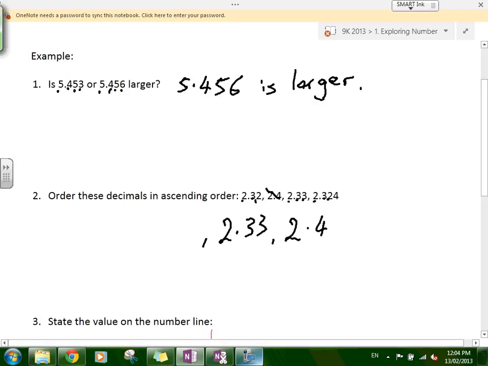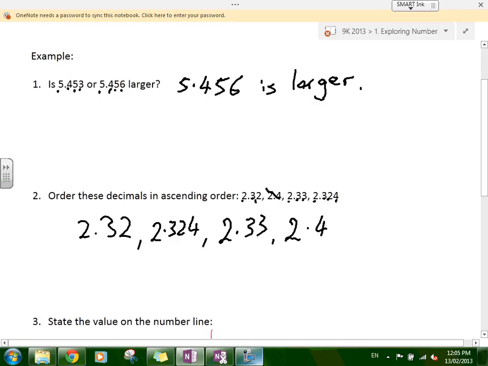If I look at the next decimal place, this one only has 2 decimal places, whereas this one has 3 and goes to 4. So this one must be greater than this one. So 2.324 is the second smallest, and then 2.32 is the smallest. Okay? Any questions? You're just comparing place values, and it just increases.